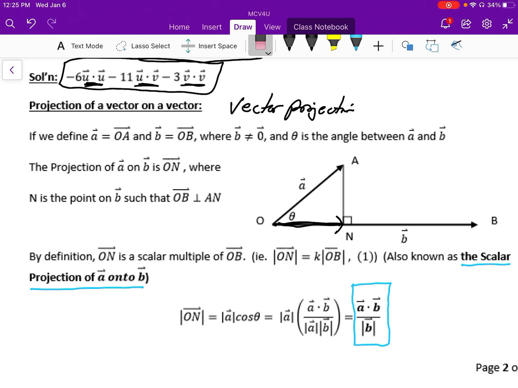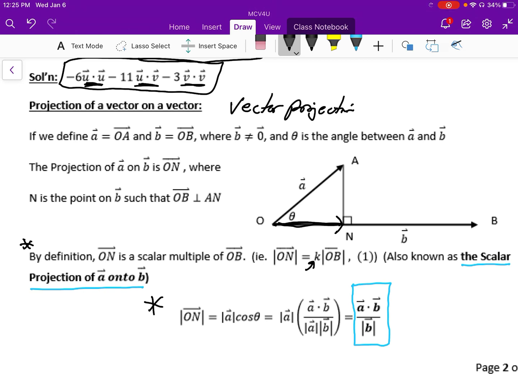By looking at the definition of what ON is, we know that it's a scalar multiple of OB. To be a scalar multiple of OB, you have to calculate some sort of K. It's a K value, some scalar which, when multiplied by the vector B, will give you the vector ON. Now, your textbook is going to ask you for the scalar projection at times. What is the scalar projection of A onto B? This is how you find out what it is.